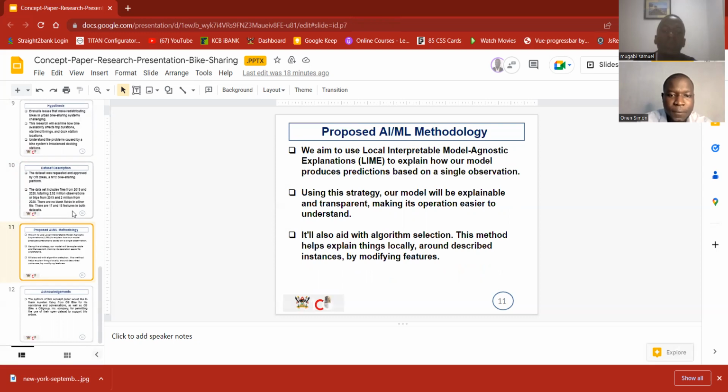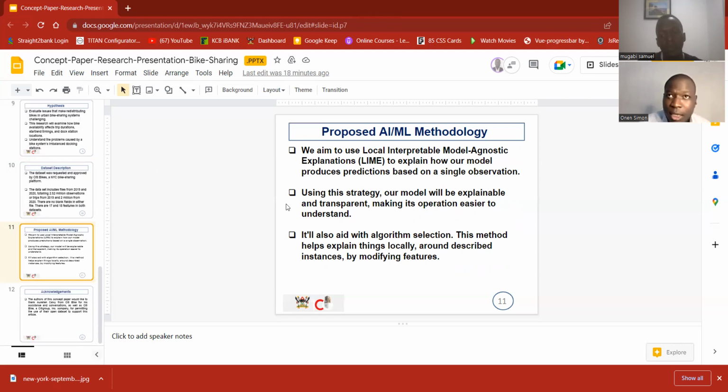Then when we move on to the proposed methodology, when you look at all these AI models built, it's like a black box that is fed with inputs, and then we expect an output. But at the end of the day, we propose that we are going to use the LIME technique, which stands for Local Interpretable Model-agnostic Explanations.